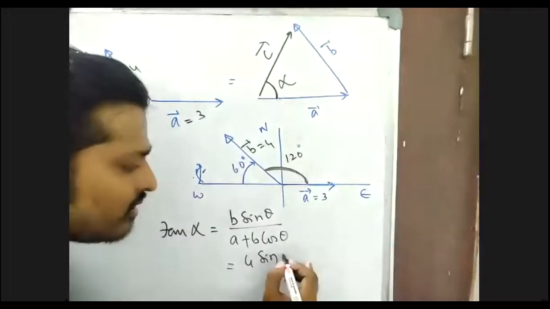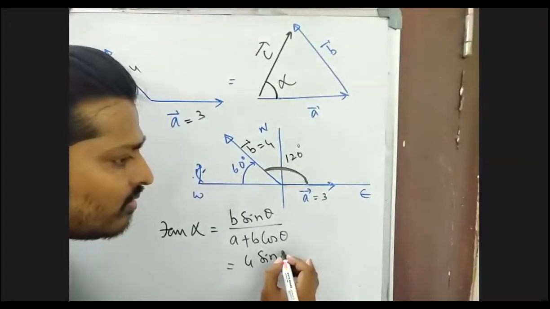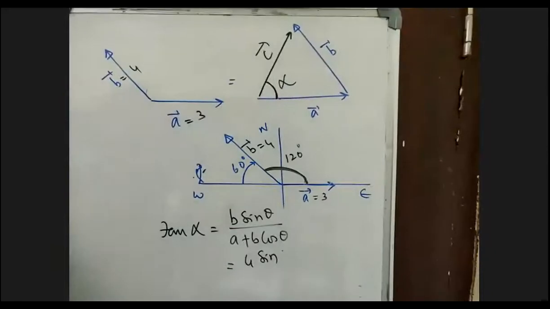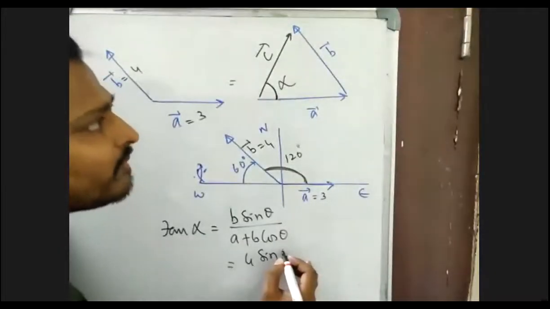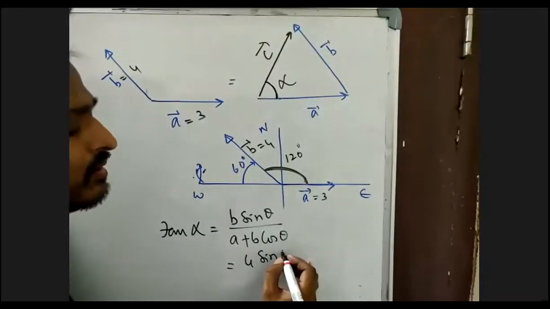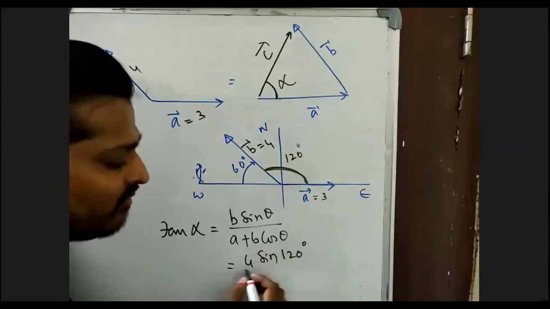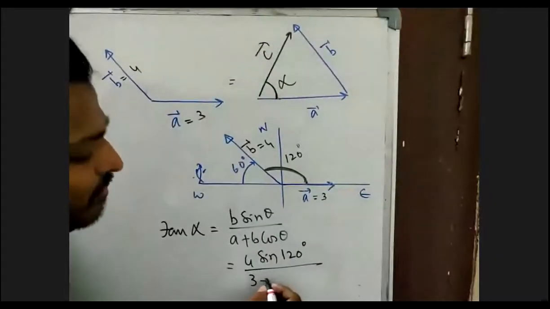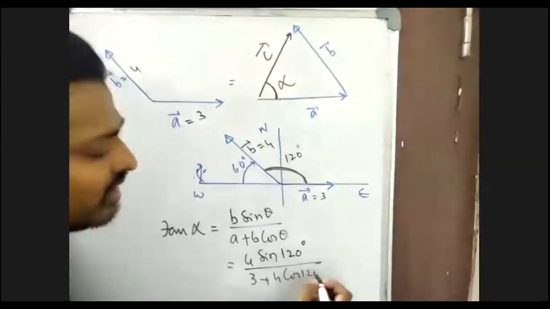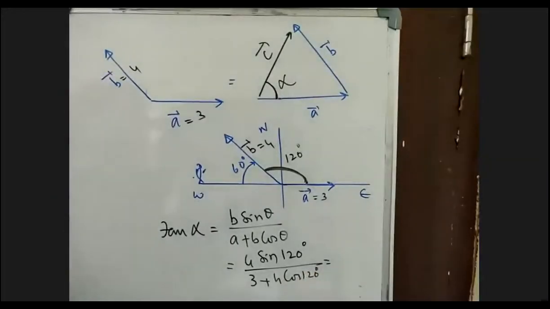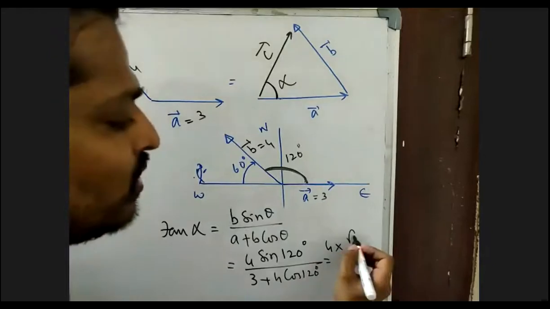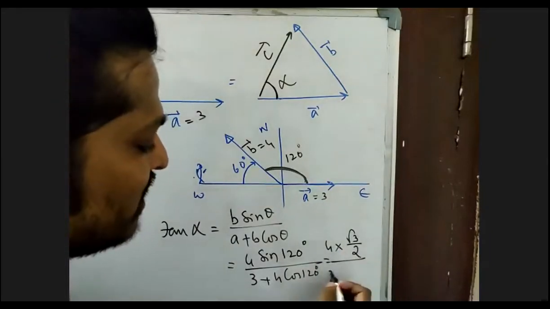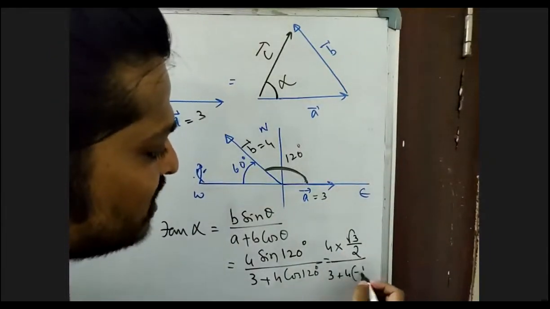Sir, answer is tan inverse of minus 2. Okay, let me check. Theta is how much? 120. So 120, divided by A value, which is 3 plus 4 into cos 120. That will be equal to 4 into sin 120. Sin 120 is how much? Root 3 by 2. And cos 120 is minus 1 by 2.